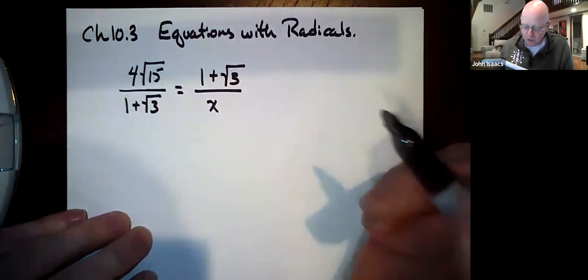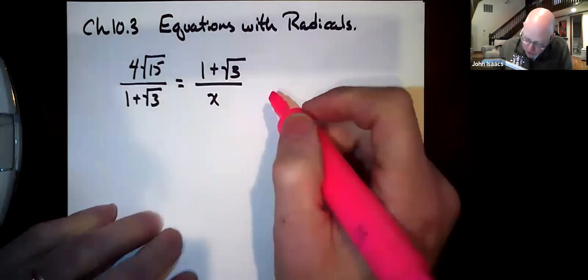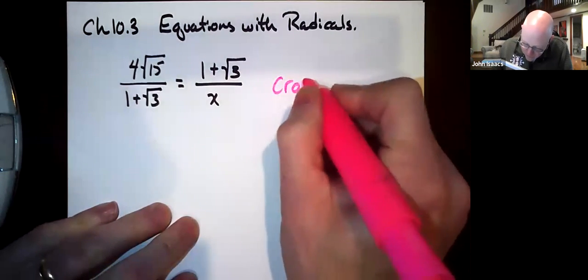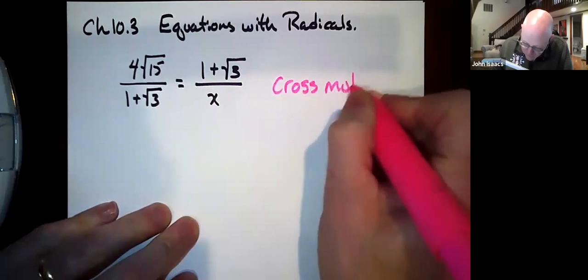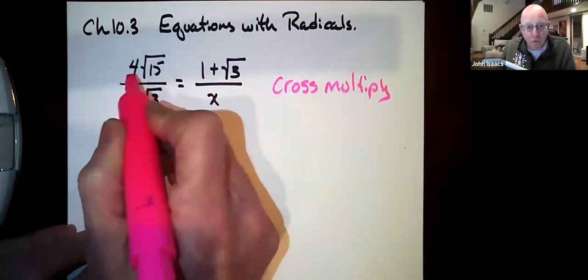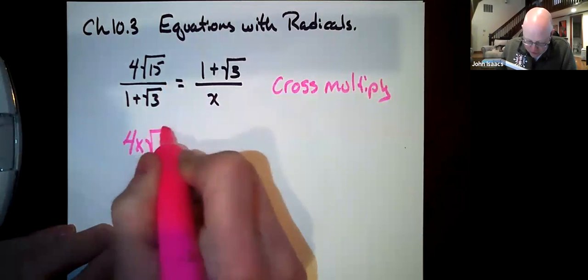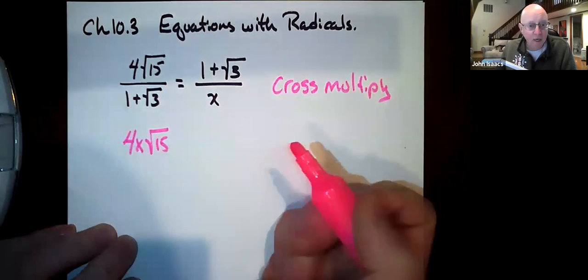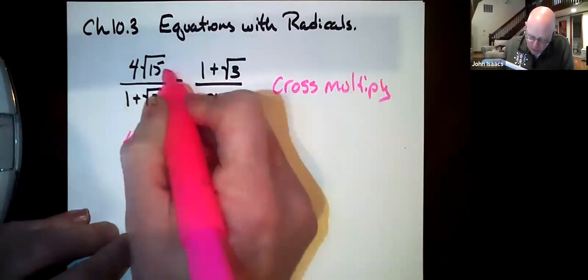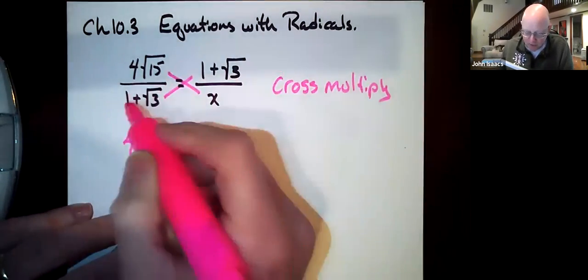I would think the first thing we're going to do, let me get some color here, otherwise it looks like we're in black and white. I would think the first thing we would do is cross multiply. So we're going to take x times 4 root 15. That's going to be 4x root 15, although you could write that in any order you want. That's this part. And then we're going to cross multiply this way. And here we have to distribute. So we have to take the 1 times the 1.